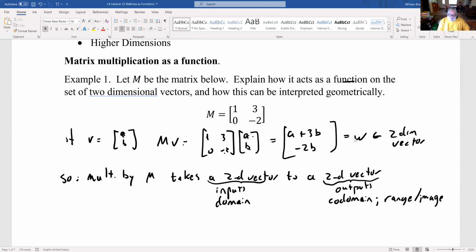So, there's a rule, and that's what a function is. You have a rule that takes inputs to outputs, and the rule is well defined. So it takes two-dimensional vectors and turns them into other two-dimensional vectors.